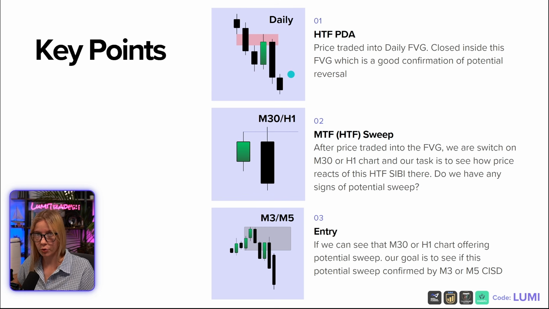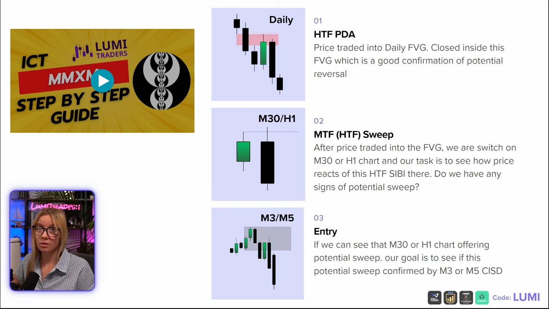So perfect, perfect. Once again, PD arrays can be any PD array. It's not only daily fair value gap. Of course, it can be 4-hour fair value gap. It can be even 15-minute fair value gap. It can be breaker block. It can be order block. Any PD array, you know. Just you must understand from what point we should consider smart money reversal and how to find smart money reversal. I explained this in my market maker model video.